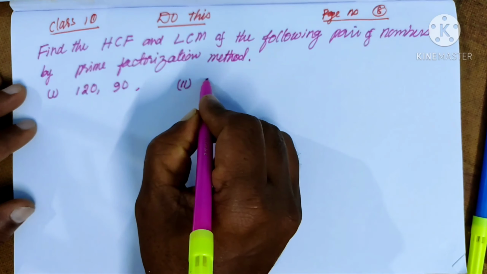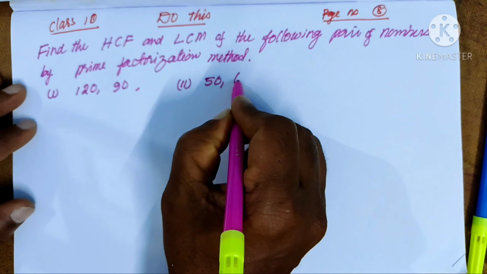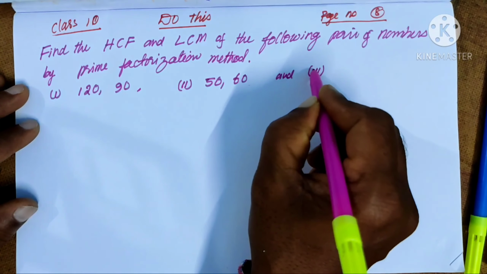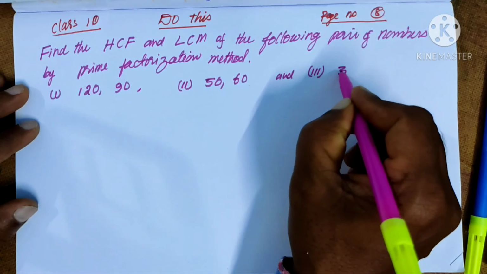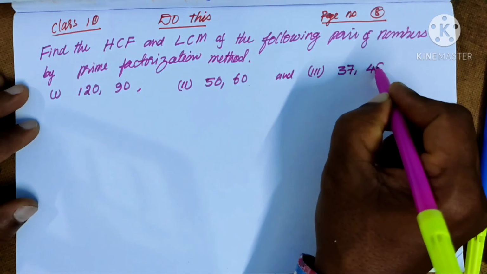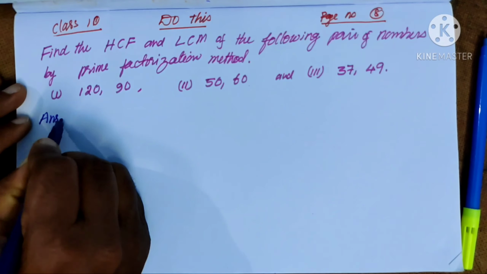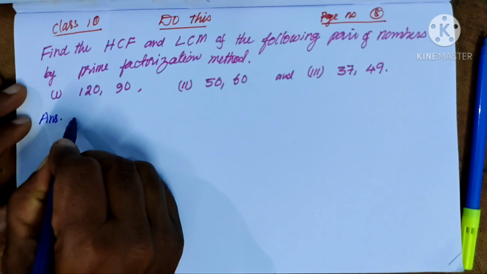Second one, 50 and 60. And the third one is 37, 49. Now answer. First one.